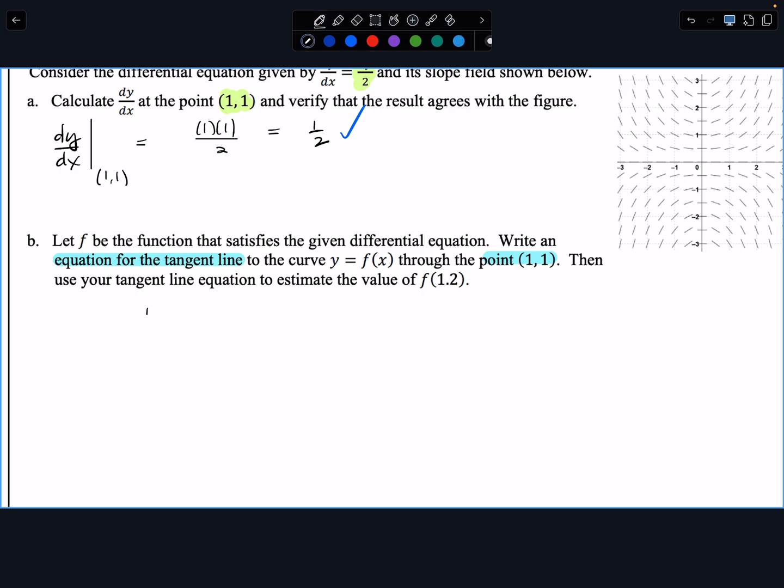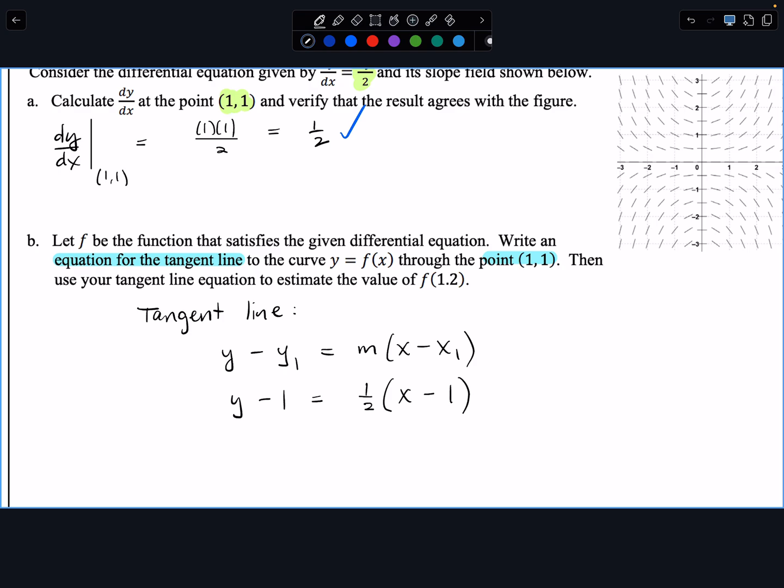So the tangent line, remember, is y minus y1 is equal to m times x minus x1. So what's y1? 1. What's our slope? Okay, is everyone cool with where that came from?